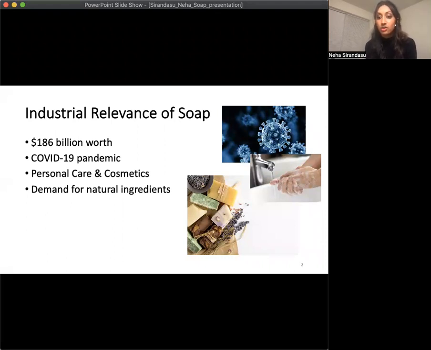Currently, many consumers are drawn to more organic or natural ingredients in their products. Soap consists of three main ingredients, which I will discuss further later: oil, lye, and water. And because these three ingredients are so accessible, it is very easy and safe to make at home.